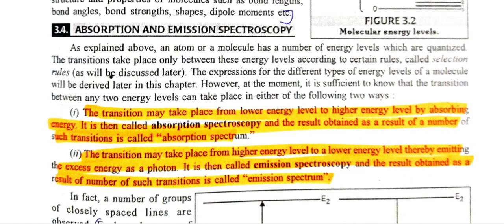Absorption and emission spectroscopy. As explained above, an atom or a molecule has a number of energy levels which are quantized. The transition takes place only between these energy levels according to certain rules called selection rules. The expressions for the different types of energy levels of a molecule will be derived later in this chapter. However, at this moment it is sufficient to note that the transition between any two energy levels can take place in two ways.